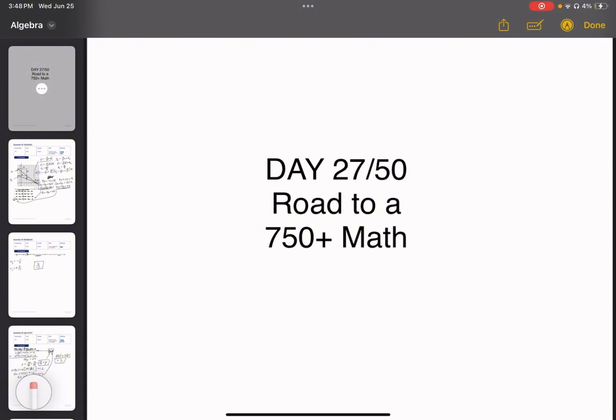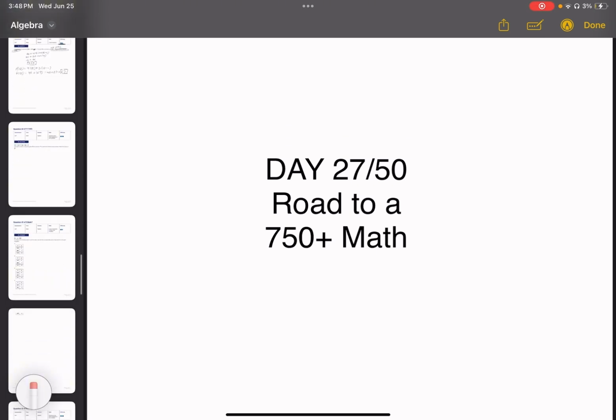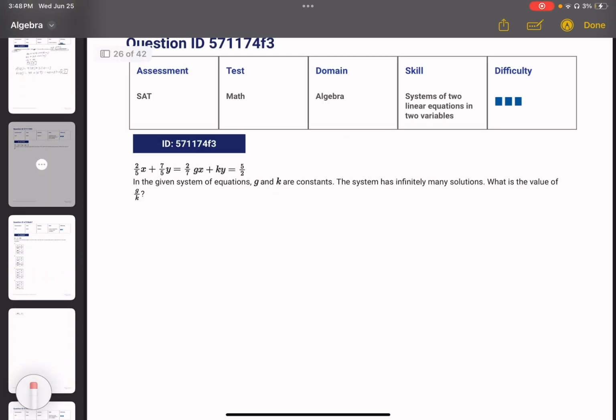Today is algebra problems. Okay, our first one is going to be here. So we have these two equations, and just a reminder, these are separate equations. I'm going to draw the line between the two. In the given system of equations, g and k are constants. The system has infinitely many solutions. What is the value of g over k?